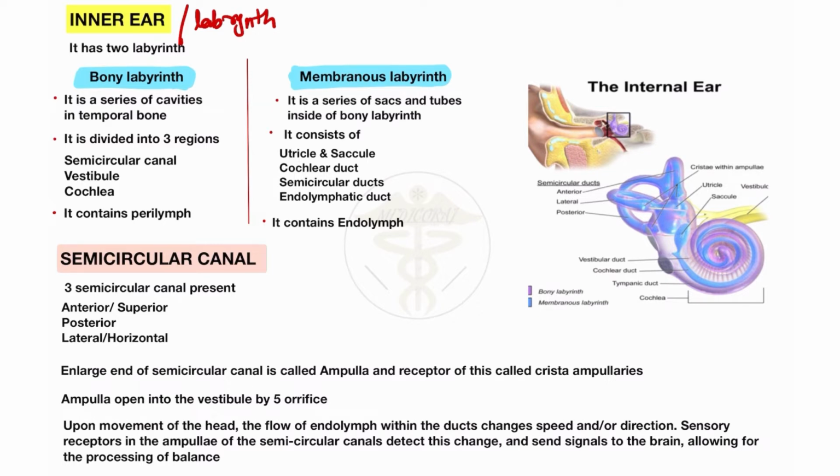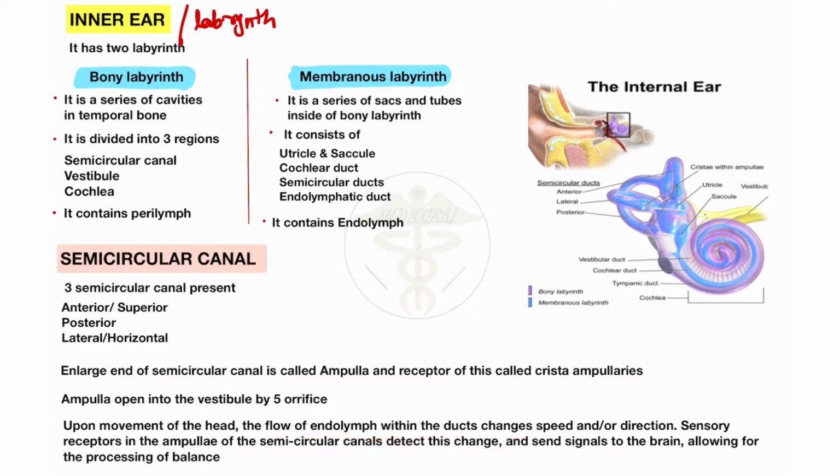So the ampulla opens into the part of the vestibule by an orifice. This is the opening of the ampulla of the semicircular canal. What is the function? You will see the semicircular canal. The function is upon movement of the head. When a person moves their head, then the endolymph flows within the duct.